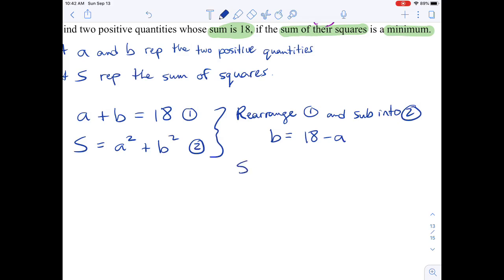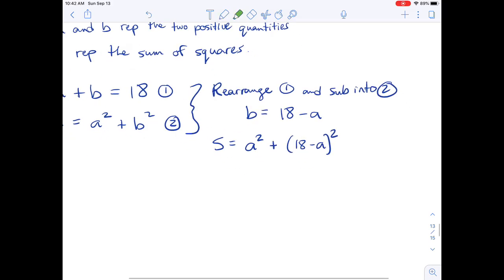So s then. Normally I would say it's a squared plus b squared, but now I can say it's a squared plus, and instead of writing b, I can write 18 minus a, and square that entire bracket. So I'm replacing b with an entire bracket that's equal to that same thing. And now, suddenly, as I had before, I have this s on the left side, which is sort of like a y variable. And now I just have one single variable a on the other side, which is sort of like an x variable now.